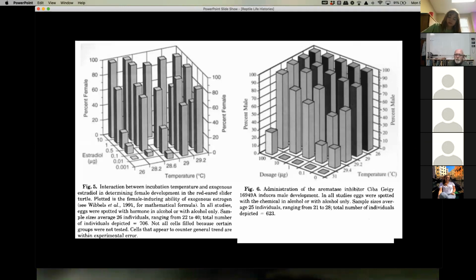So we talked about these figures when we went through this earlier in the semester. Who can explain to me what's going on in these two figures? This is percent female and percent male. We have temperature and the concentration of estradiol, and then we have temperature and the dosage of something else. What's going on in these two figures?